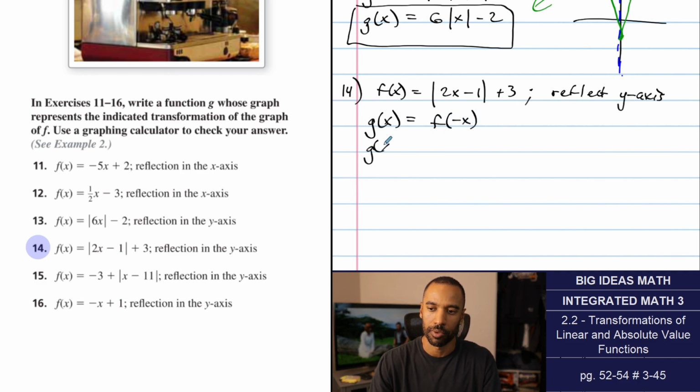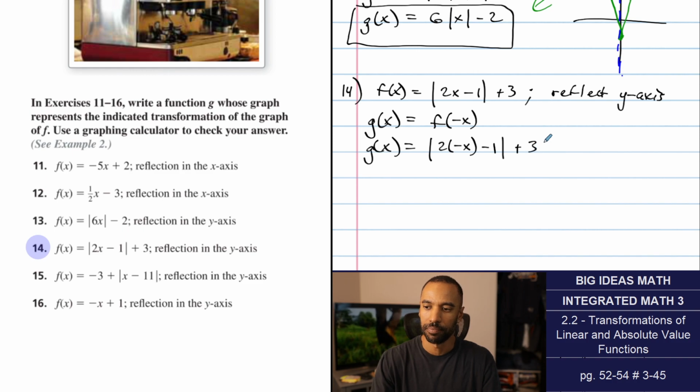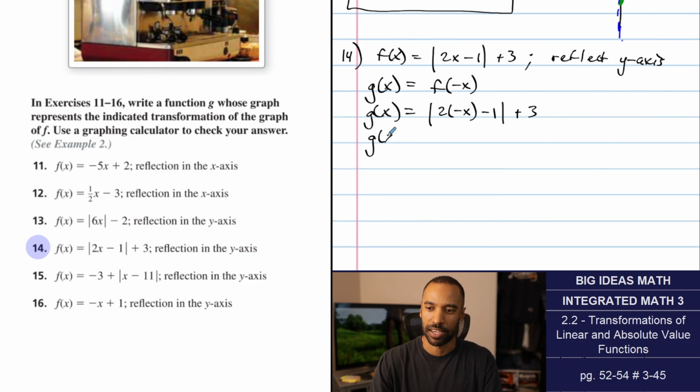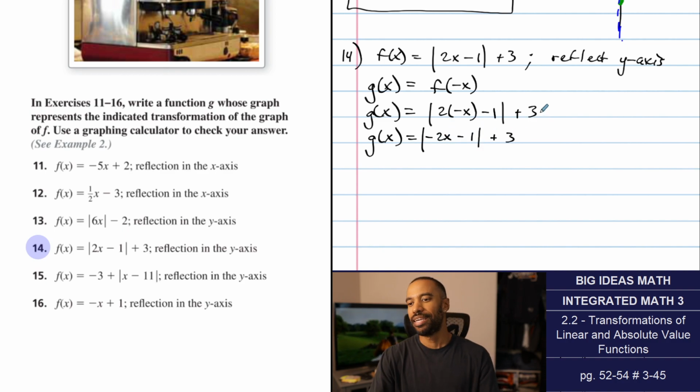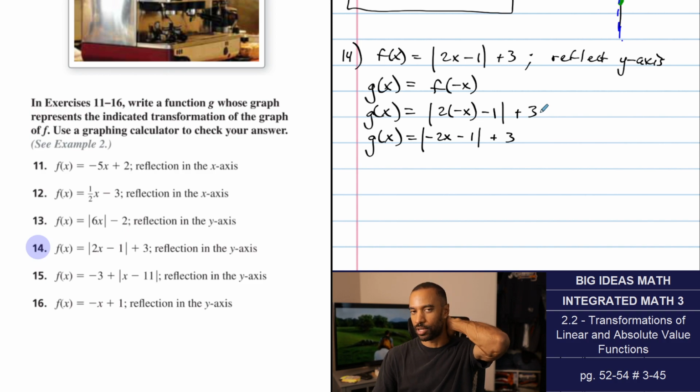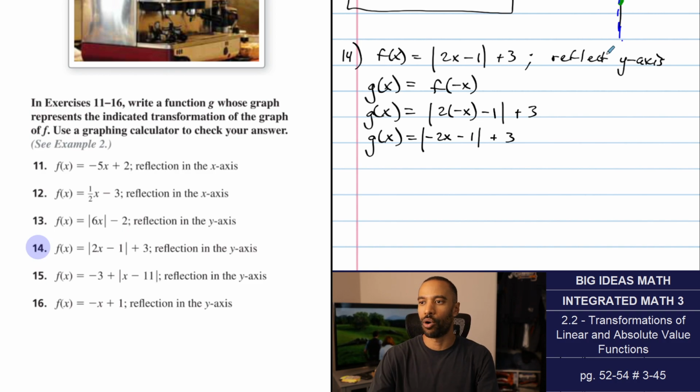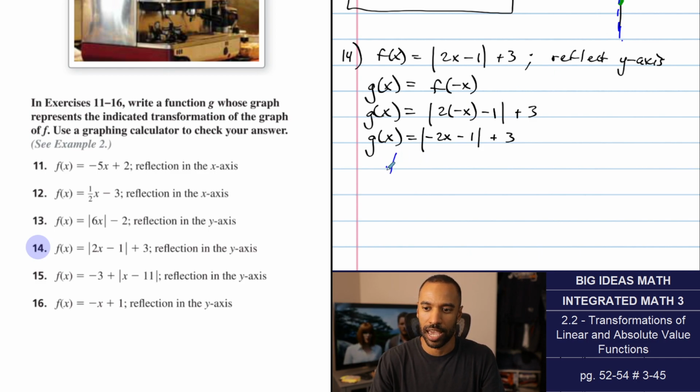I'm not going to change colors anymore here. So that's absolute value of 2 times negative x minus 1 plus 3. 2 times negative x is negative 2x. So absolute value of negative 2x minus 1 plus 3. My guess is the book would just factor the negative out. So if I'm going to follow a book strategy, it would be this. I'm going to say book.